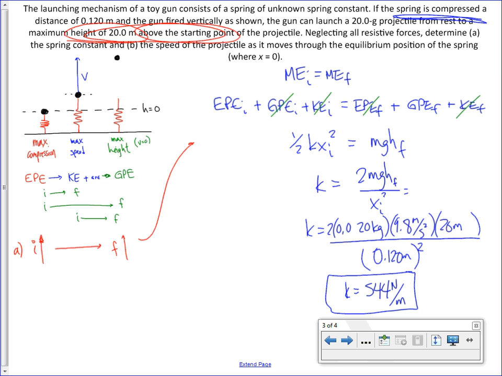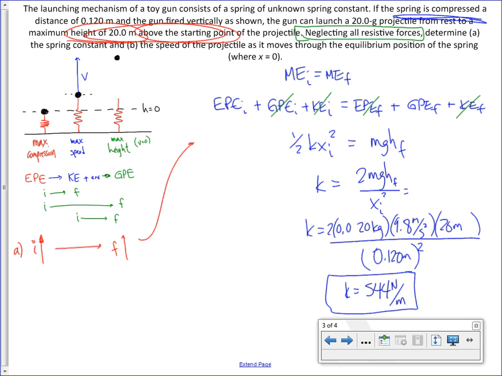Oh, look, it did say neglect all resistive forces. Come on, who writes a good question? This guy. I didn't write this question.